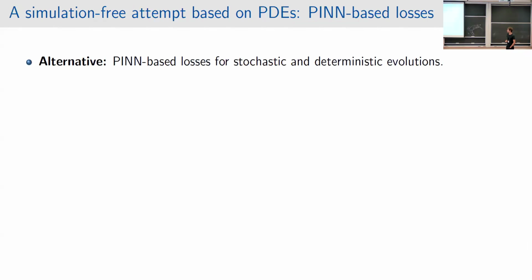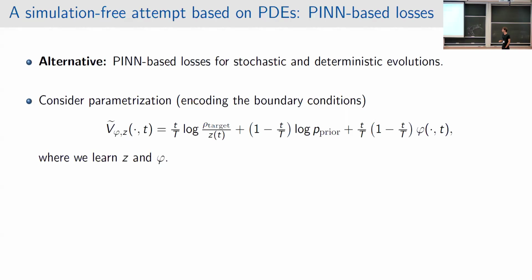So now at the end, I want to discuss an alternative loss. We go away from the BSDE loss and we enter the regime of PINNs. Physics-informed neural networks have also been discussed a couple of times already. I guess you all know them. What's nice here is that I can consider stochastic and deterministic evolutions. And I want to do this with this trick here.